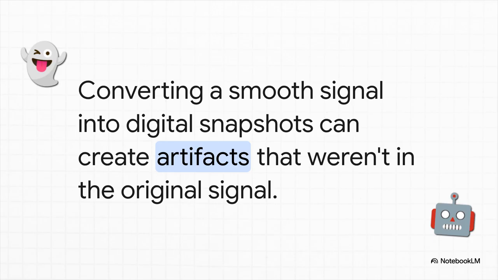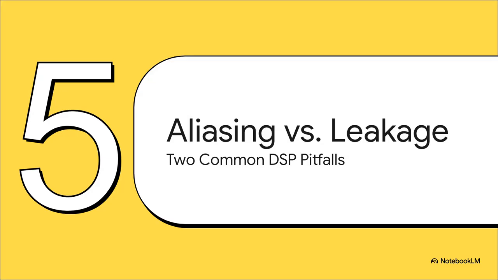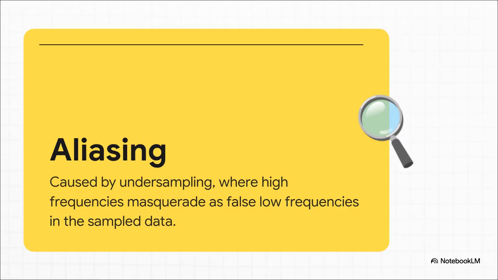These are artifacts, illusions that show up in our digital data that look totally real, but they weren't in the original signal at all. So let's break down the two biggest culprits here, the most common digital ghosts you'll run into: aliasing and spectral leakage. Okay, first up is aliasing. This is what happens when your sampling rate is just too slow for the signal you're trying to capture.